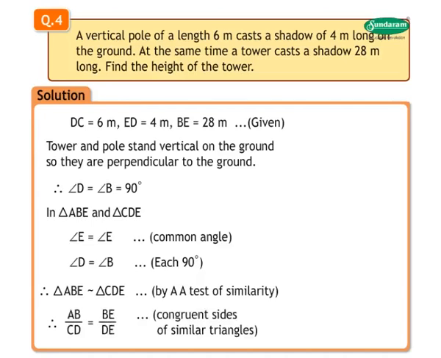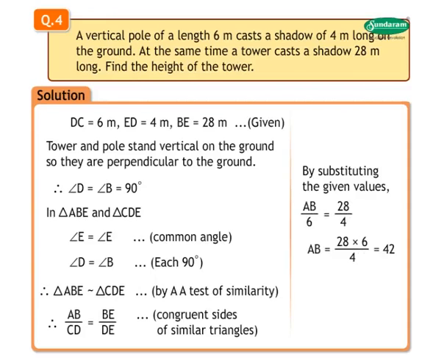Therefore, AB upon CD is equal to BE upon DE as they are corresponding sides of similar triangles. Now, by substituting the given values, we get AB upon 6 is equal to 28 upon 4. AB is equal to 28 into 6 upon 4, which is equal to 42. Thus, the height of the tower is 42 meters.